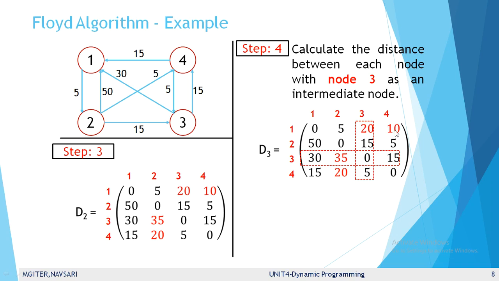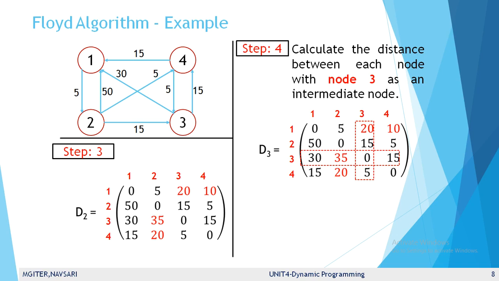Now 1 to 4. The edge is 10, but via vertex 3 there is a chance to get a shorter distance. Now we check. 1 to 4 is 10, but via intermediate vertex 3, 1 to 3 is 20 plus 3 to 4, which is 15. 20 plus 15 is 35. So 35 is greater than 10.